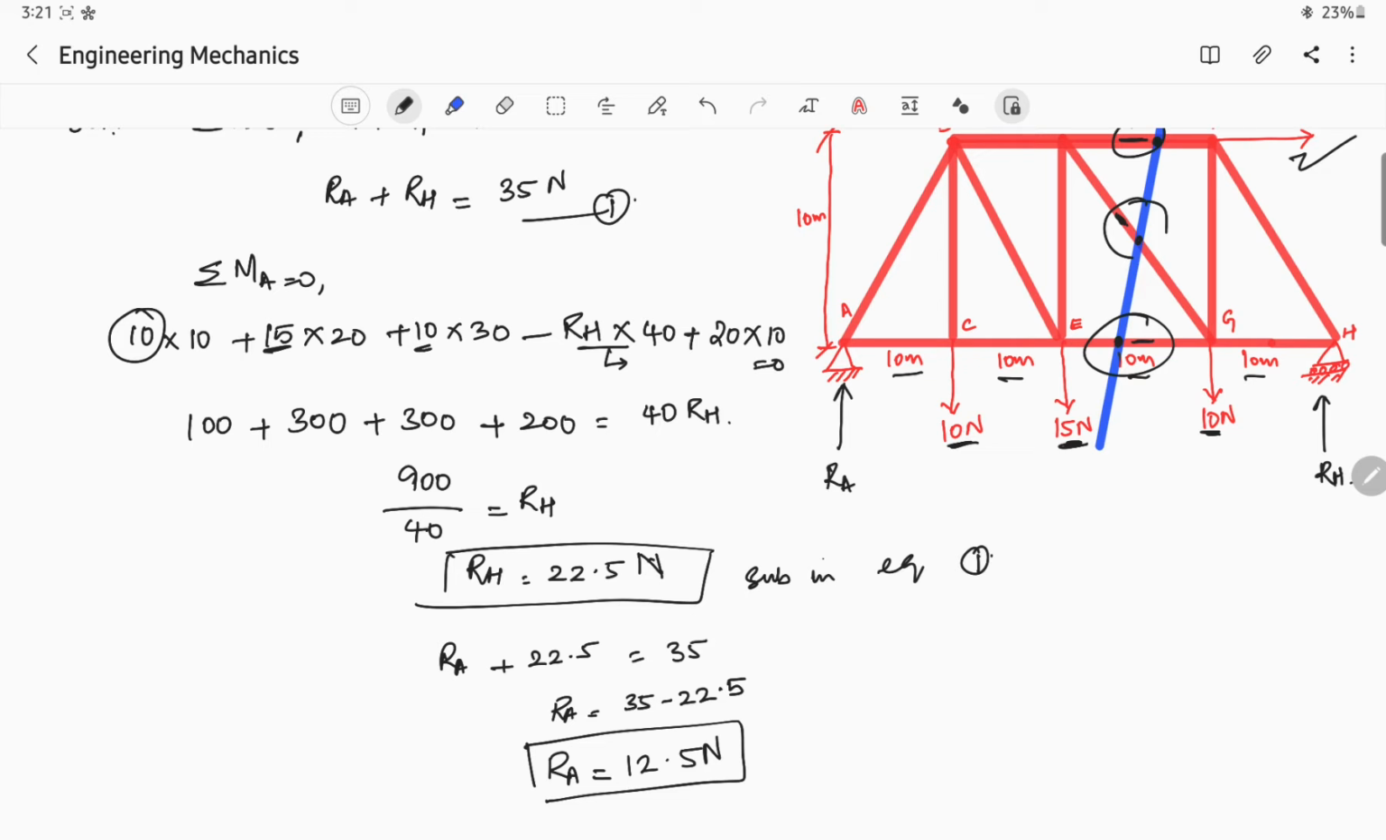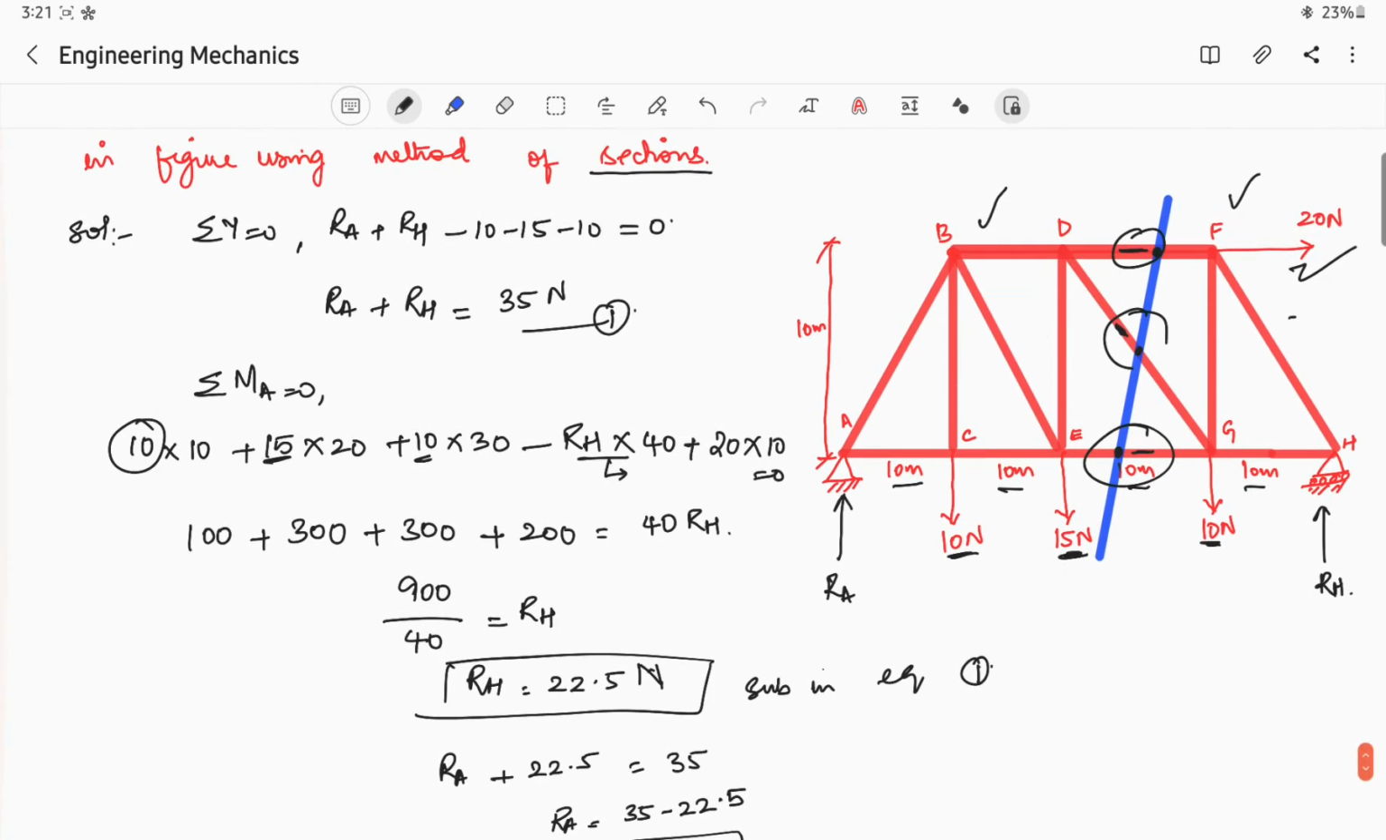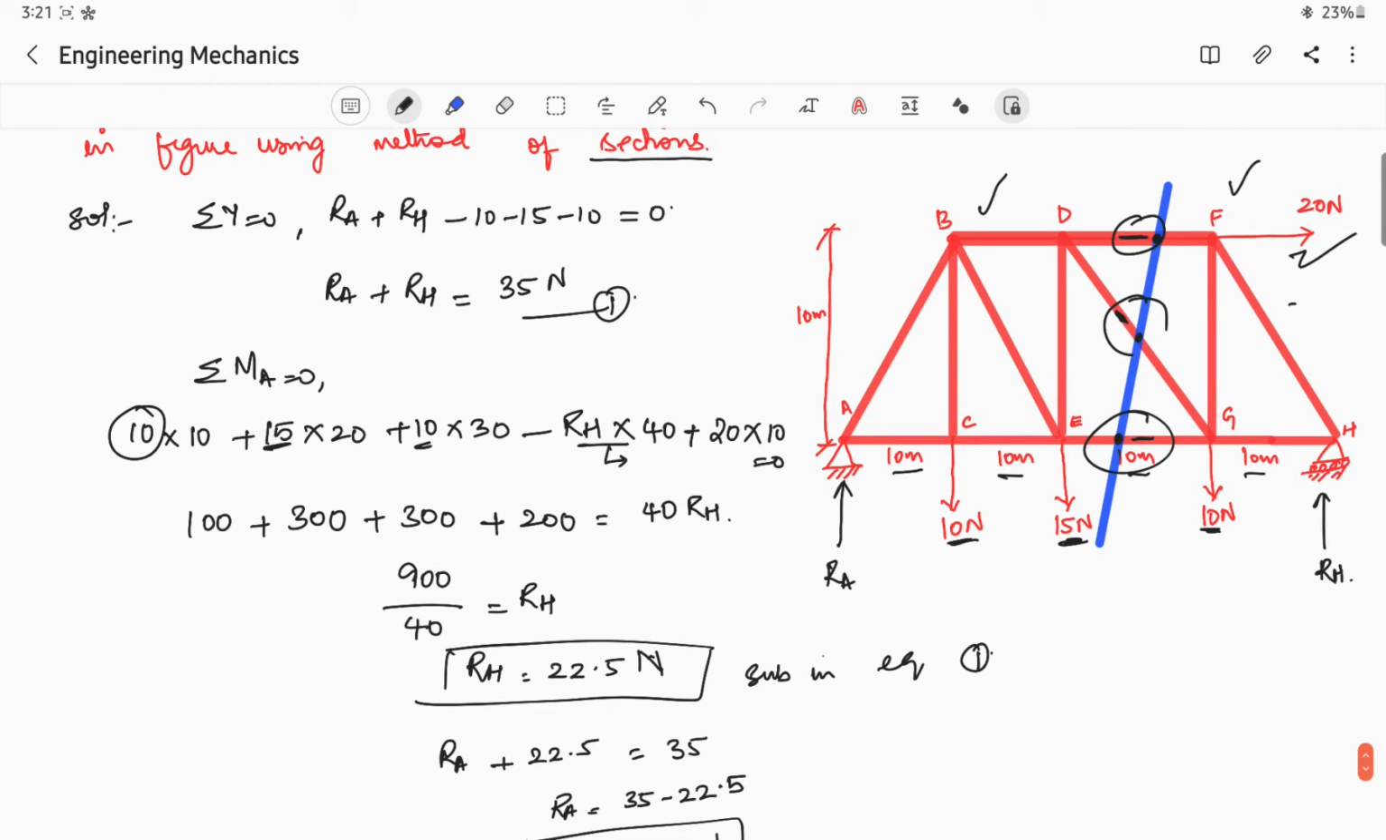Now after calculation of RA and RH, we have to first select which side of the section we will consider. Either we can select the right side of the section or the left side. If you see the figure carefully, on the right side of the section we have very few members, so our simplification will become easier if we select the right side of the section. So I'll select the right side.